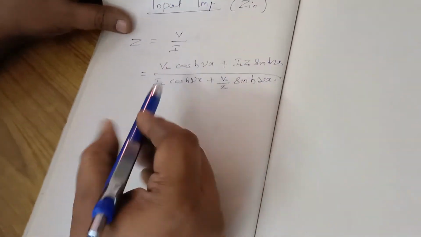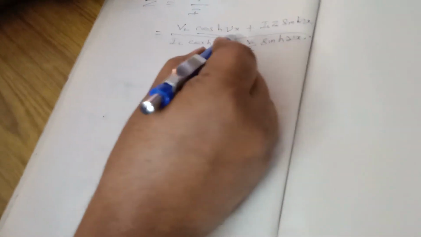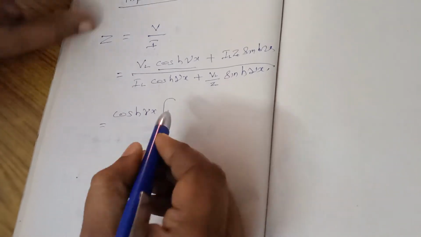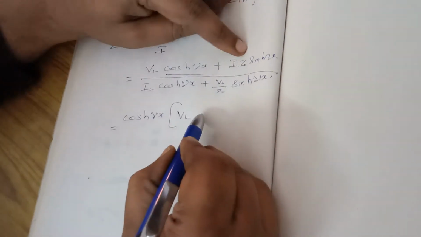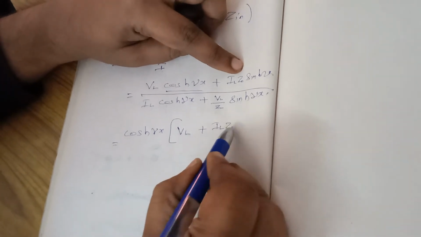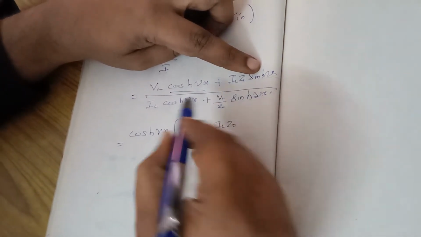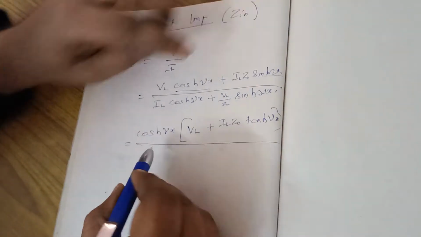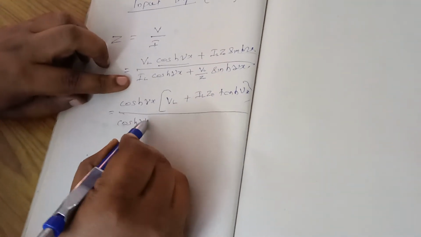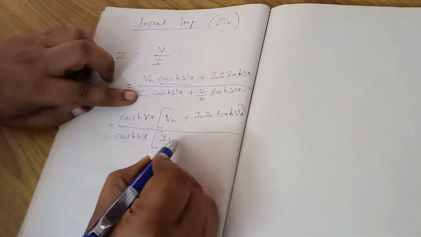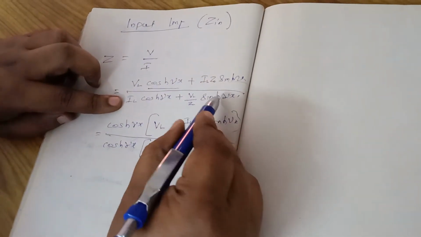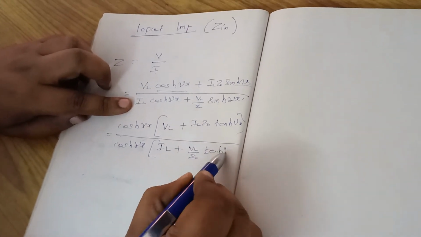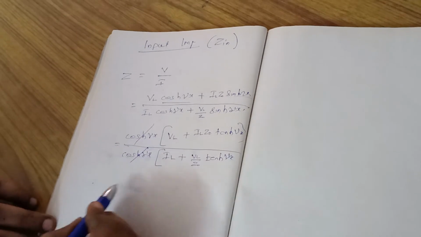Here, in both terms we take cosh(γx) as common. What is the remaining here? In the numerator, VL remains plus IL Z0, and sinh divided by cosh becomes tanh(γx). Similarly in the denominator, cosh(γx) is common, remaining IL plus VL divided by Z0 into tanh(γx). Now cancel these two.